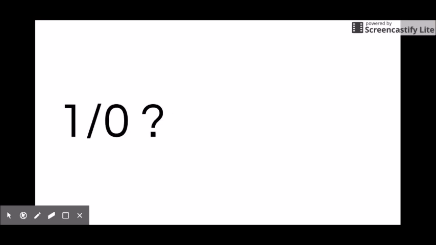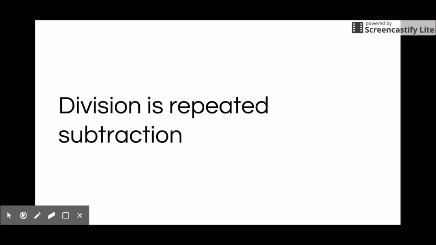Now consider the question 1 by 0. What is 1 by 0? What is the quotient you get when you divide 1 by 0? For that, we need to look at the definition of division. Division is repeated subtraction. What do I mean by this?